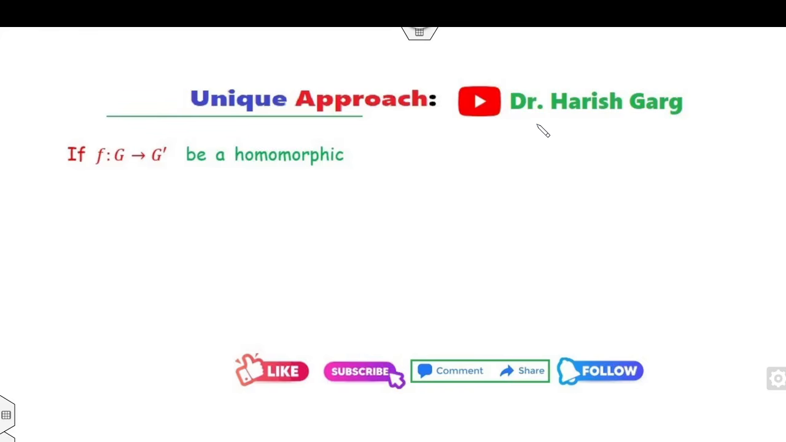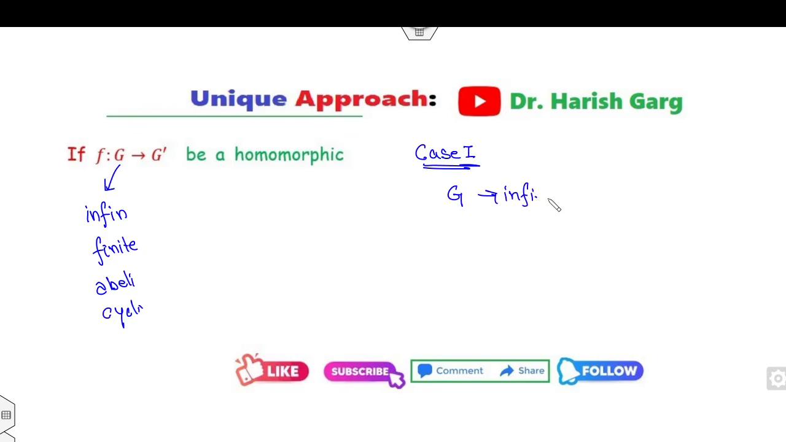So let me tell you again. I will tell you based on this G, whether it is infinite, whether it is finite, whether it is abelian, whether it is cyclic, and so on. So case 1, I assume G is my infinite group and G dash is my finite group. Case 2 is when both are infinite. Case 3 is when both are finite.